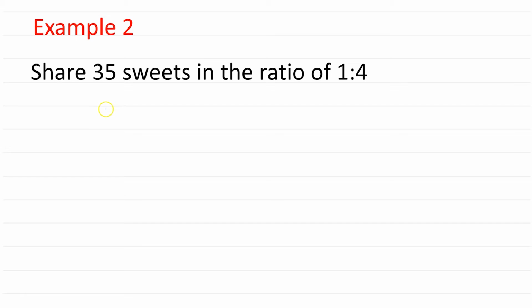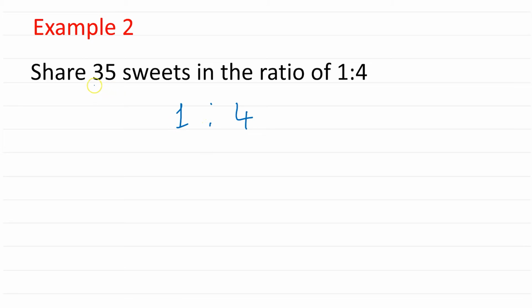Let's do example number 2. We're asked to share 35 sweets in the ratio of 1 to 4. So now I'm going to stop using the bar method. I'm going to write this as 1 to 4.